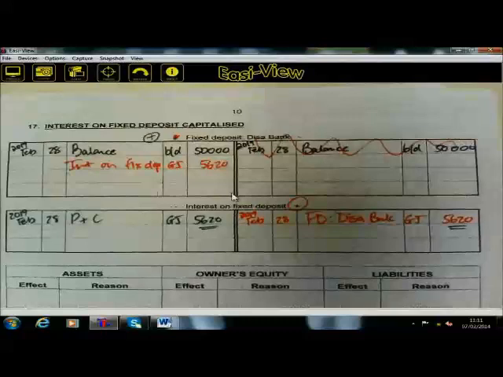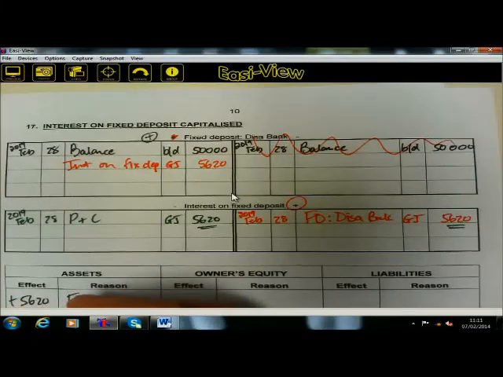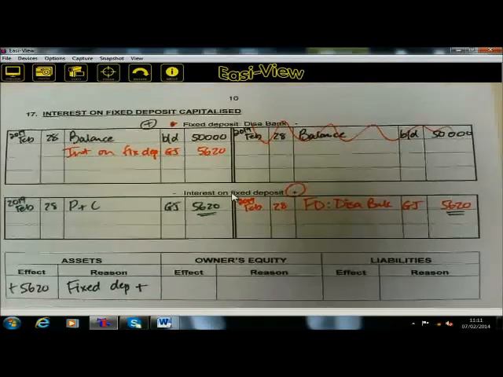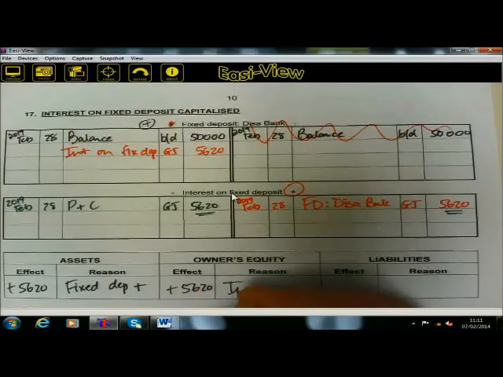And what happened? Your assets become more because your fixed deposit becomes more. Your owner's equity becomes more because your interest on fixed deposit becomes more.